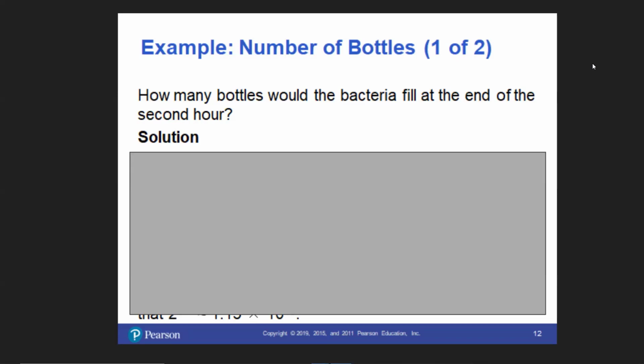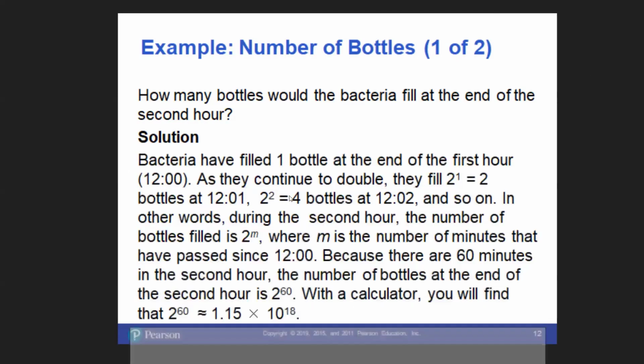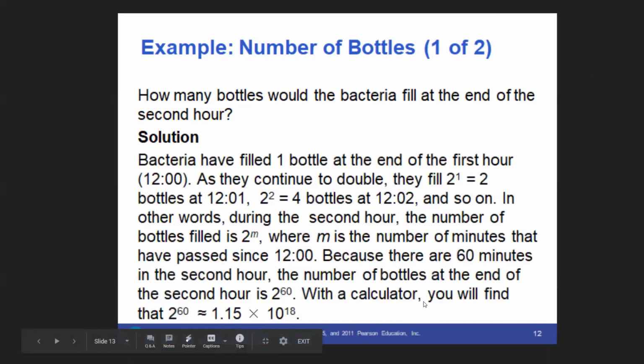So this is no longer just thinking about tiny bacteria in a bottle. We're filling entire bottles. So this is growing exponentially. By the end of 2 hours, you will have filled 2 to the 60 bottles because that's doubling, and you started with one bottle. Then every minute you'll double that value. So 2 to the 60 bottles.